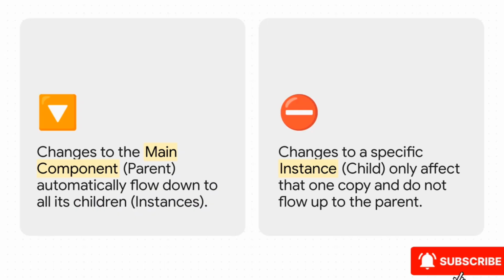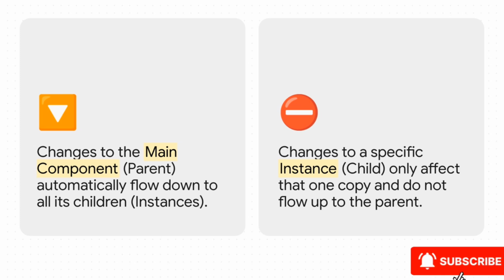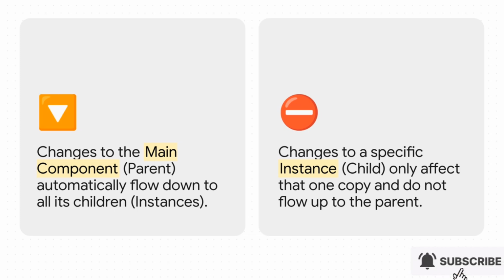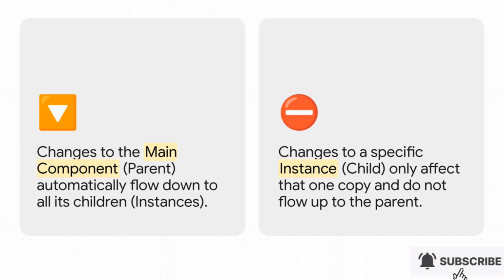This is the part you really got to get. It's a one-way street. Whatever you do to the parent, change its color, its size, the text, boom, that change flows down to all of its children, all the instances, automatically. But, and this is super important, if you tweak a child, that change only affects that one instance. It doesn't flow back up to the parent. This setup gives you this amazing central control over everything.